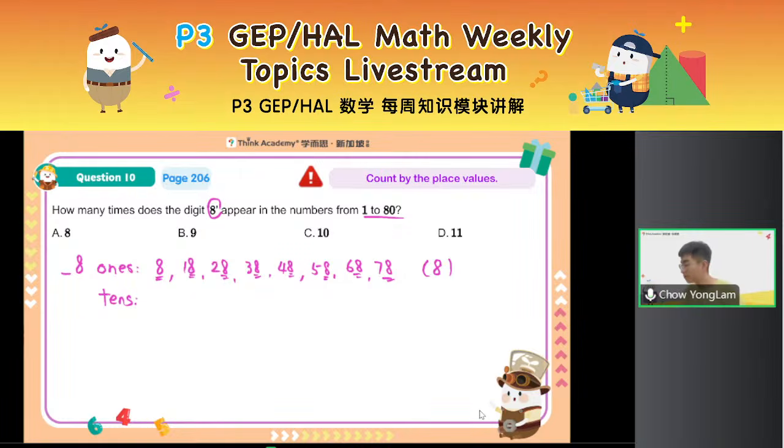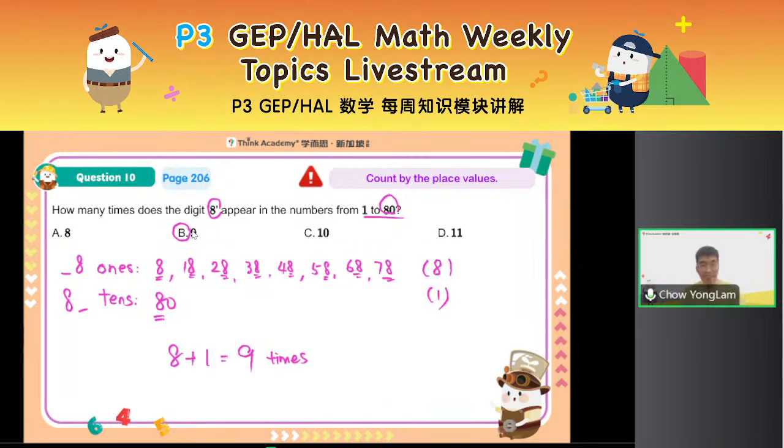Okay? Now, how about the tens place? How many times does the 8 appear in the tens place? 80 something. Now, the only case is 80. Don't have 81, don't have 82. So it's only one time. So in total, my 8 will appear 8 plus 1 equals 9 times. So my answer is 9 times.